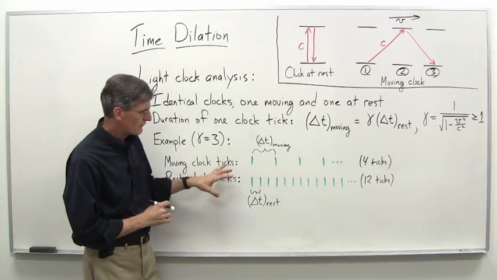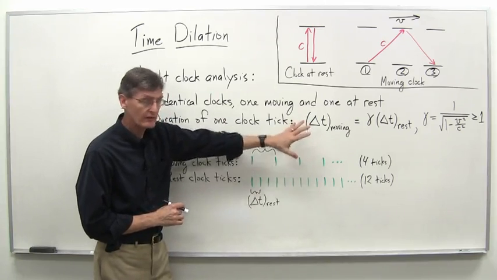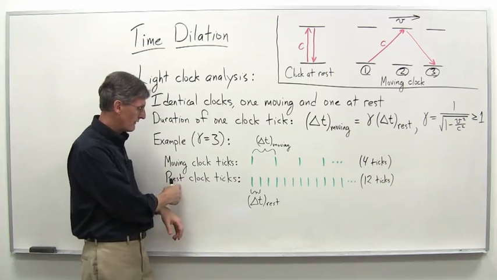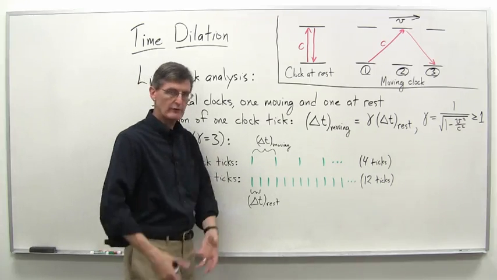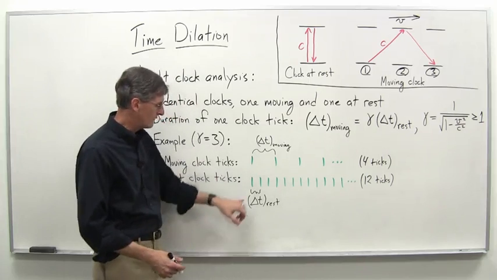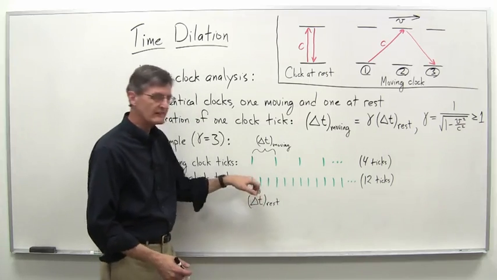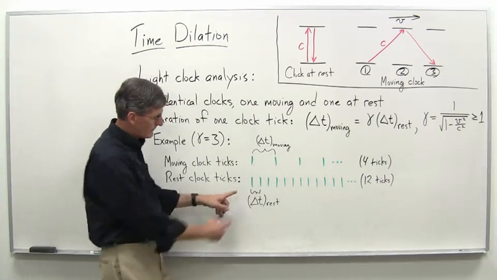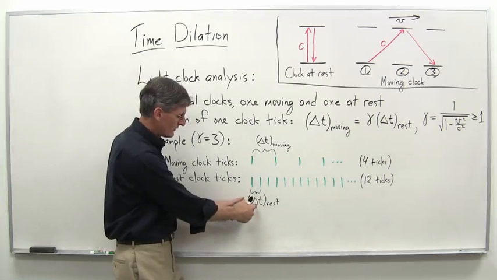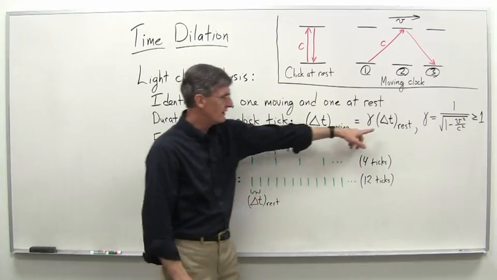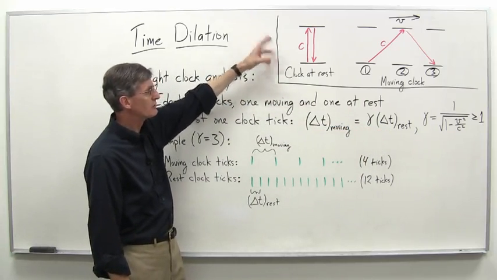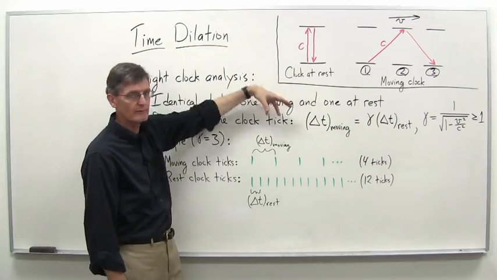Here, if we're going to create a diagram of the clock ticks, here's what it would look like. Let's look at the rest clock first. The rest clock ticks, so that's Bob here with his clock, just ticking away nicely. So here are the ticks. Each line represents a tick of his clock. And the distance between the two ticks, that's this delta t rest here. That's the elapsed time, the time duration for one tick. The light goes up and comes back down.